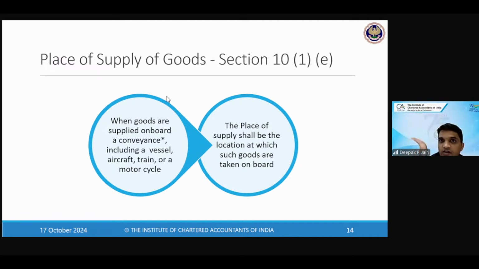Now we are talking of a scenario where you wanted to buy something, but you did not buy it. But now when you're on board a train, somebody is selling it. So for that sale which is happening on board a train, what will be the place of supply is what 10(1)(e) says.